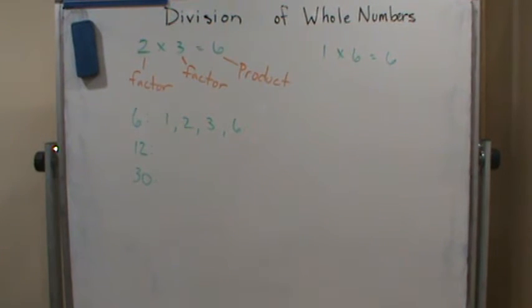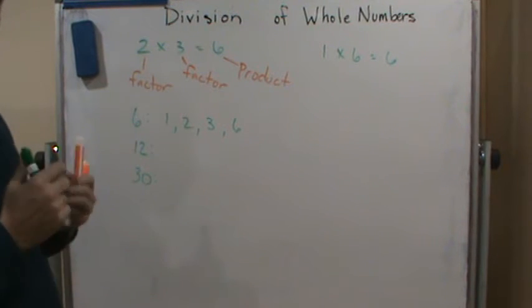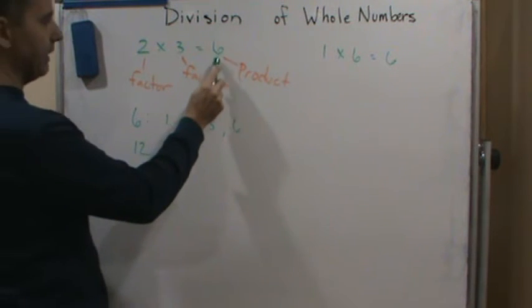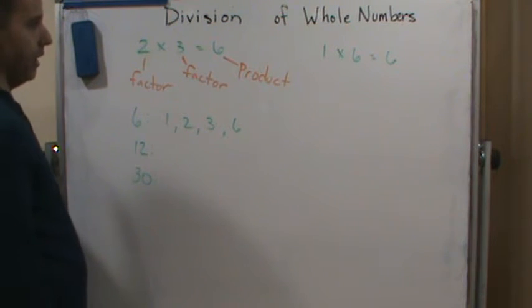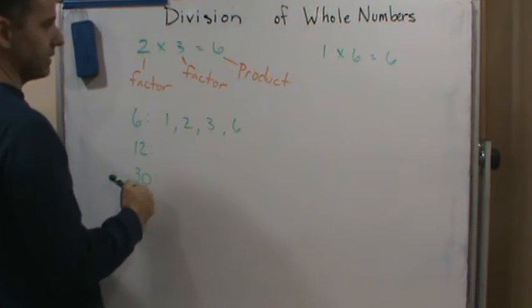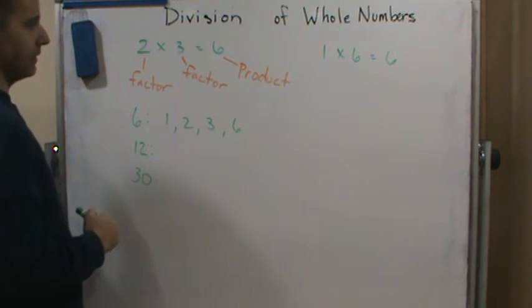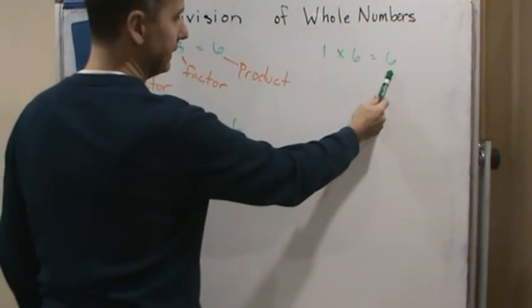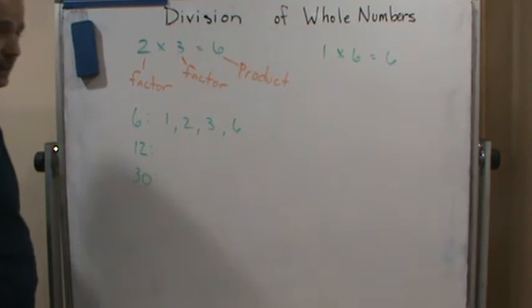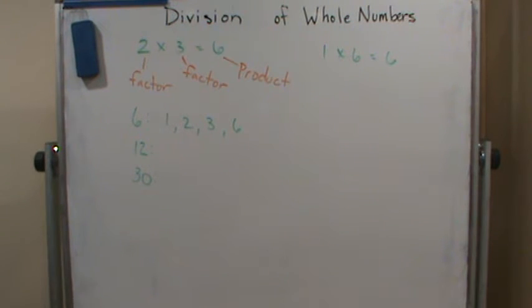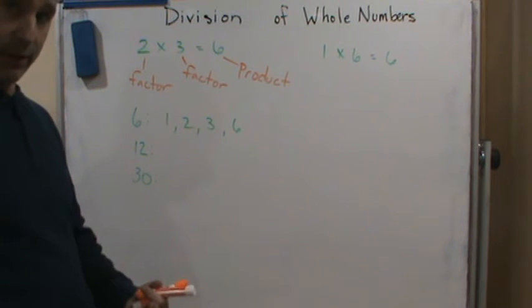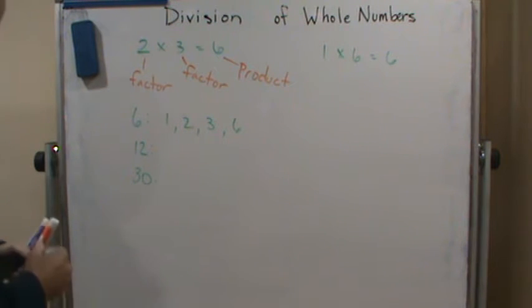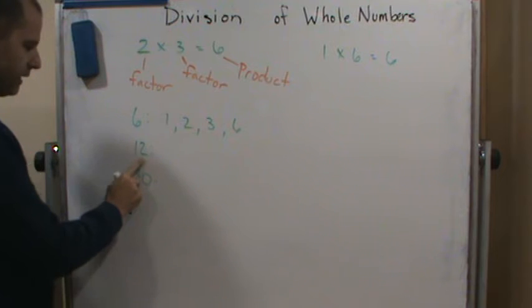Now what about the factors of 12? So think about this. Factors are numbers that evenly divide this number, right? So 2 divides 6, 3 divides 6, 1 divides 6, and 6 divides 6. So factors can be thought of as any number that divides another number evenly. Okay? So for example, what are all of the numbers that can divide 12?